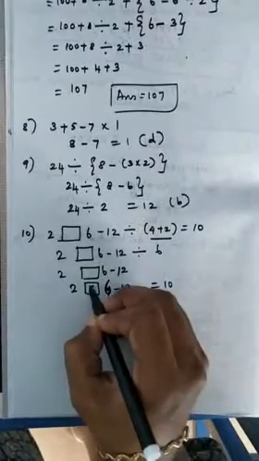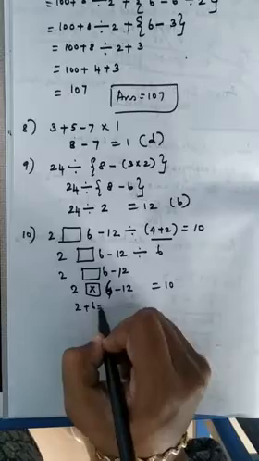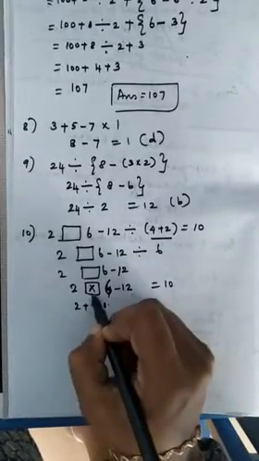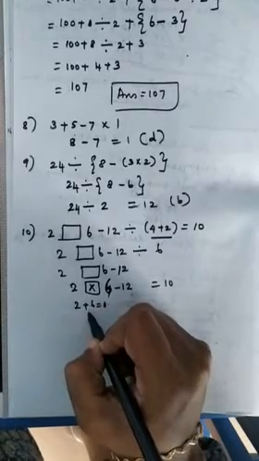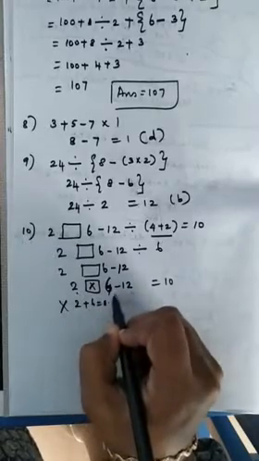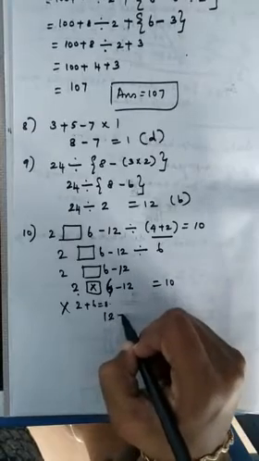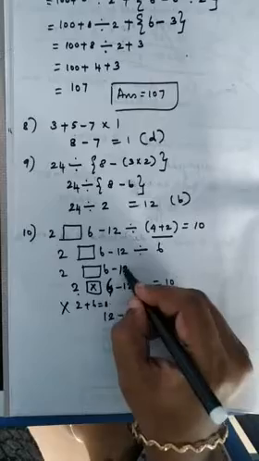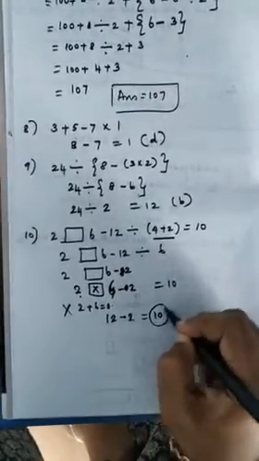So, if I say plus, what will happen? 2 plus 6 will be 8. 8 minus 12, I cannot find 10. Similarly, if I put minus, I cannot subtract like this. So, I can put multiplication only here. So, that is 2 into 6 will give me 12 minus 2. 12 minus 2 will give me 10.